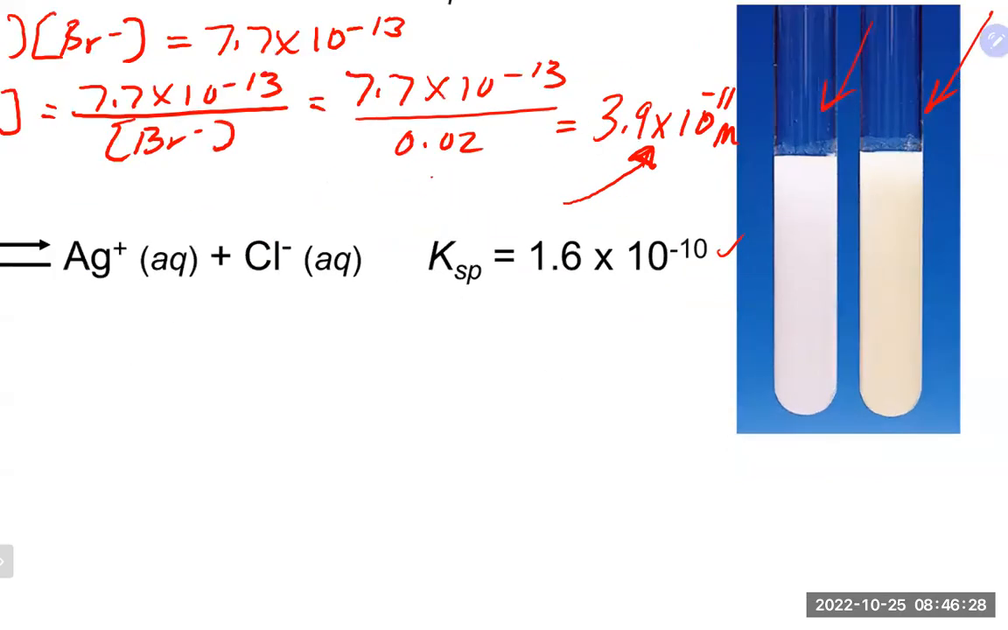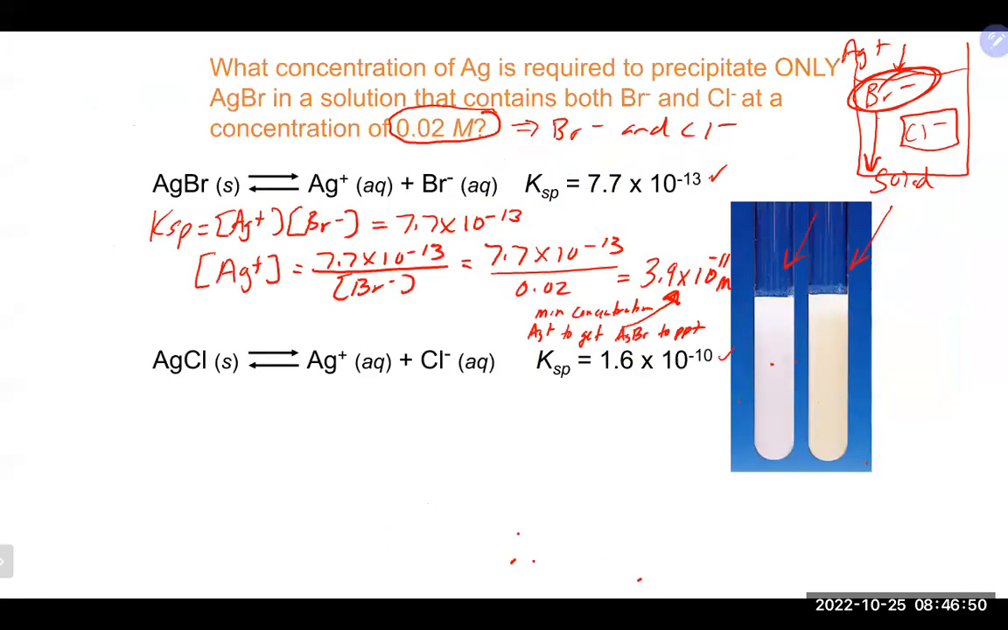Let me zoom it in for purposes here. The minimum concentration of silver to get silver bromide to precipitate. So we know that if we get the concentration of silver to 3.9 times 10 to the minus 11, we will start to see a white solid form. And we know that hopefully that white solid is silver bromide.